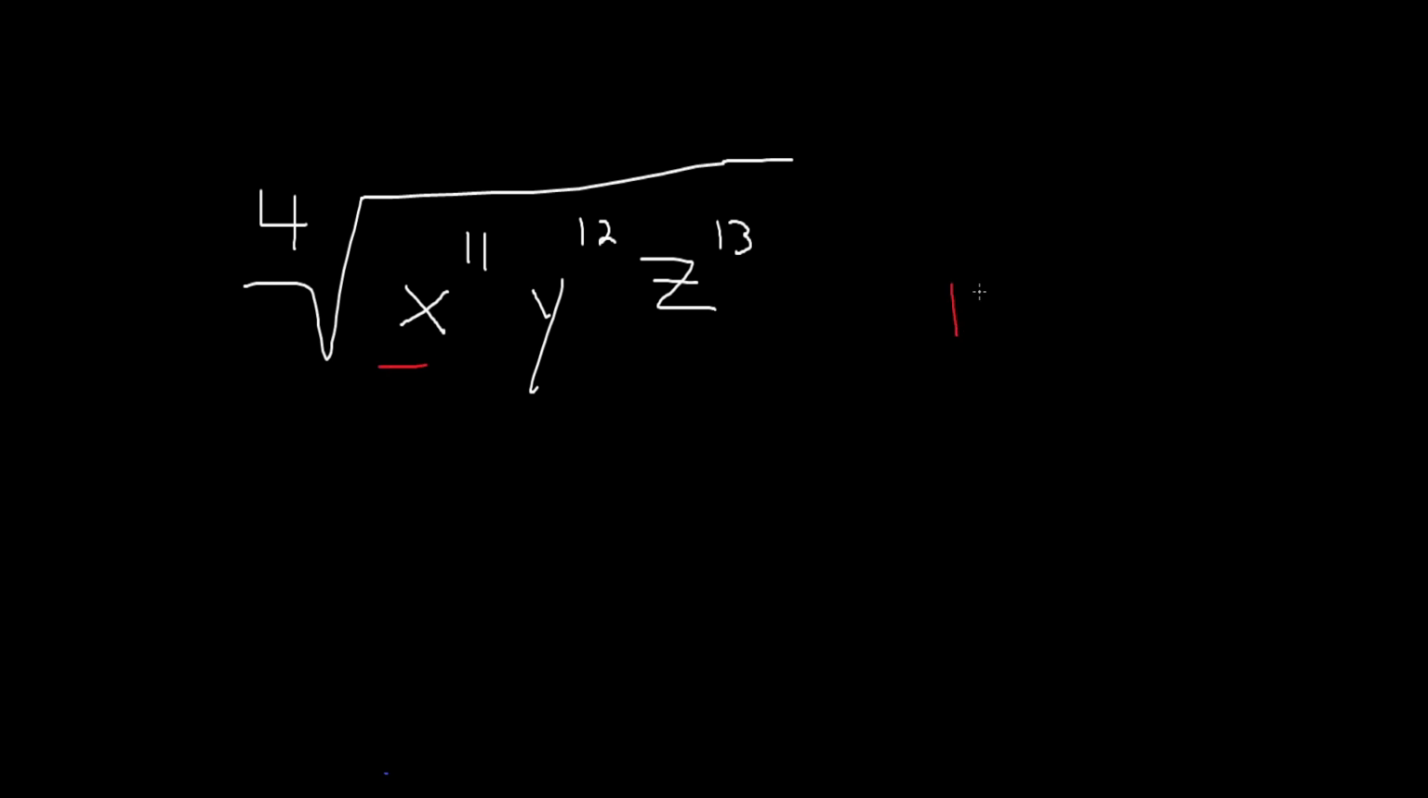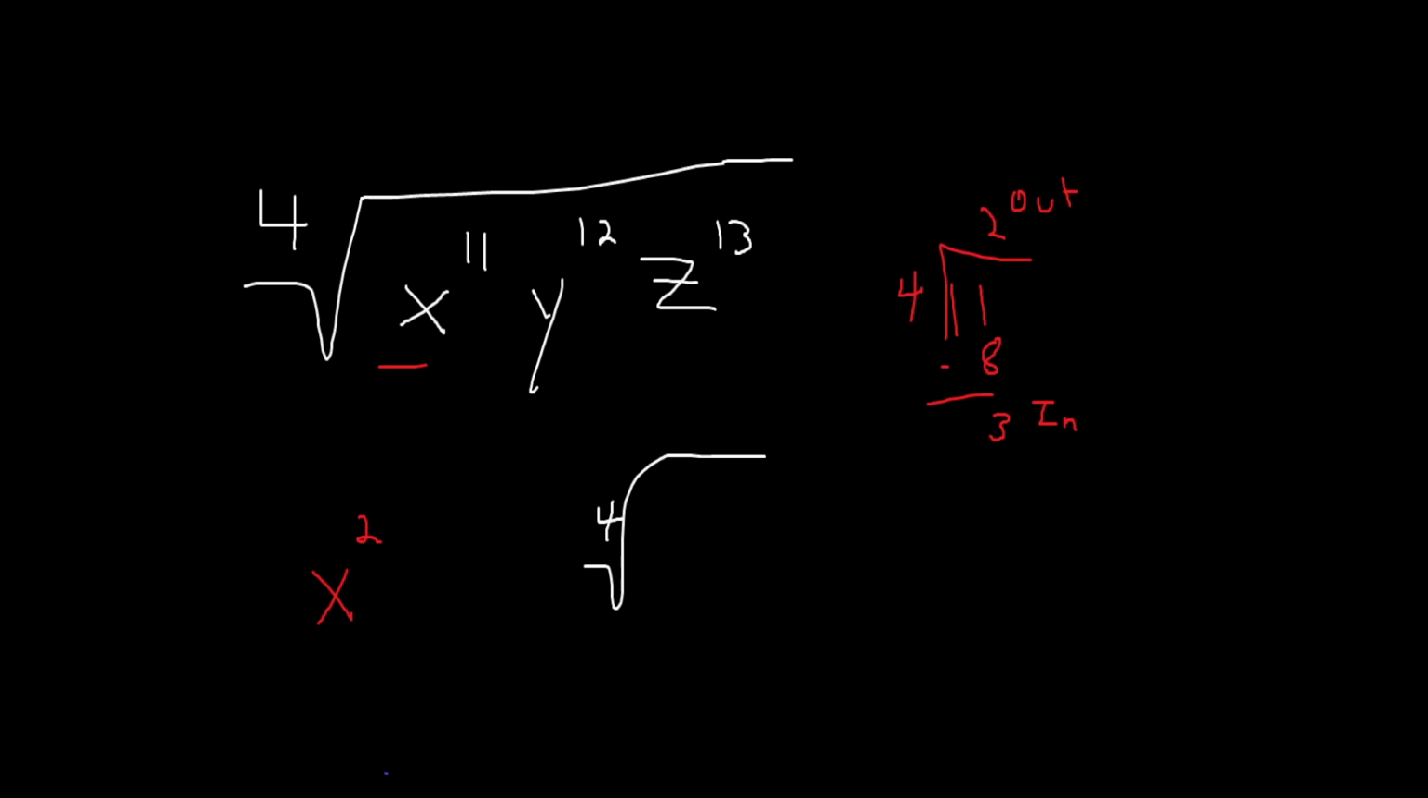So 11 divided by 4. That would be 2. 2 times 4 is 8, so minus 8. That's 3. So we have 2 on the outside, 3 on the inside. So that'll give us x squared on the outside.